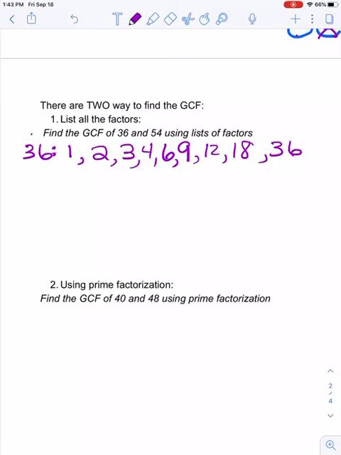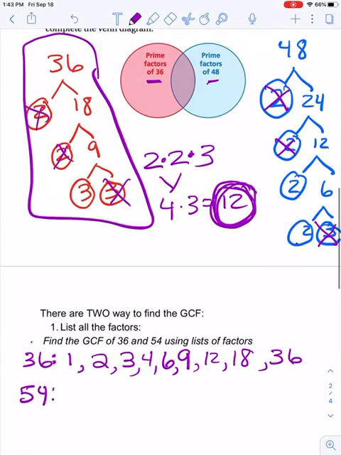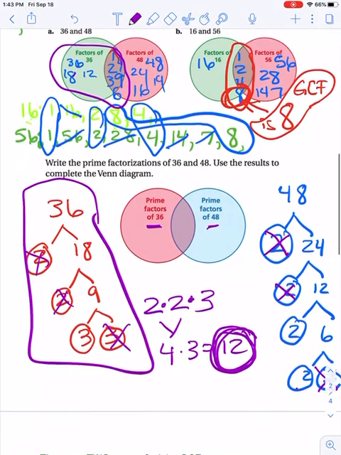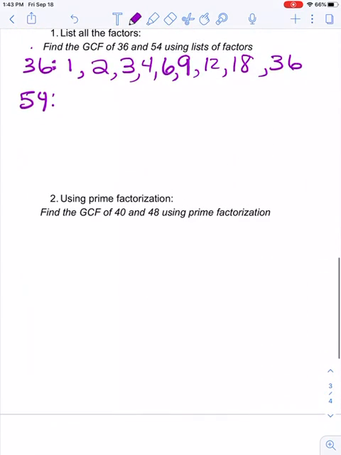So those are all our factors of 36. Now 54. What are your factors of 54? I think we did this one too. It sounds familiar anyway. Maybe we didn't. Okay, so let's do our factors of 54. We've got 1 and 54.